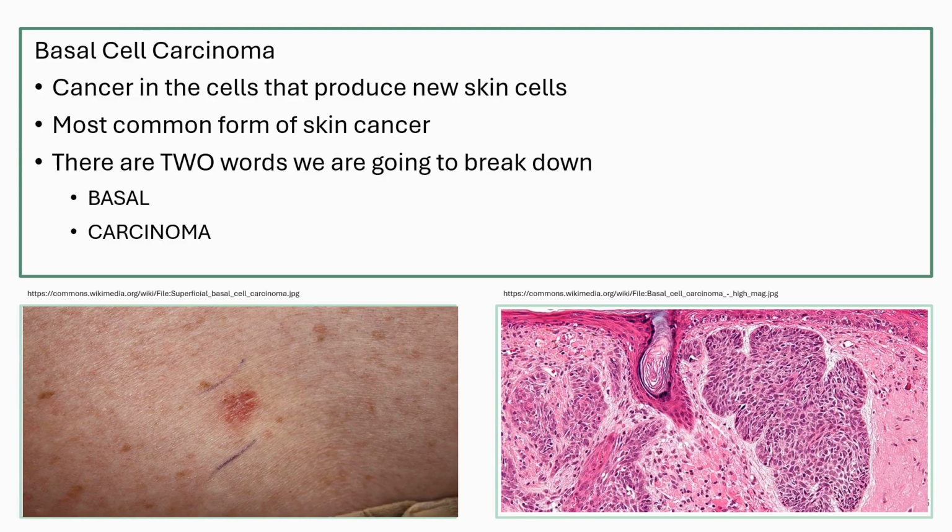All right, the first type of cancer we're going to talk about is basal cell carcinoma. So cancer in the cells that are at the base of the skin. It is the most common form of skin cancer, and we're going to look at the two words that make it up, basal and carcinoma. And you can just see here a picture on the left of someone who has basal cell carcinoma.